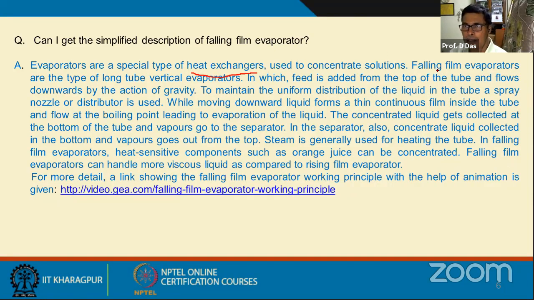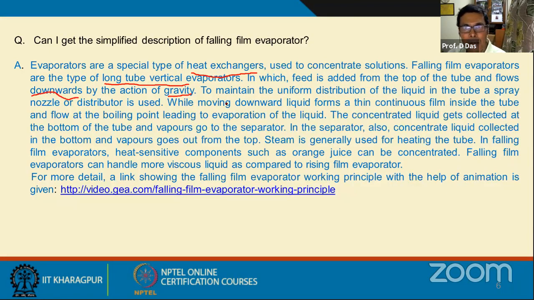Am I right? Now, falling film evaporators are a type of long tube vertical evaporator. It is a long tube vertical evaporator. Am I right? In which the feed is added from the top of the tube and flows down by the action of gravity. This is very important. In the tube, it is falling in a downward movement. That is why they are saying falling film.